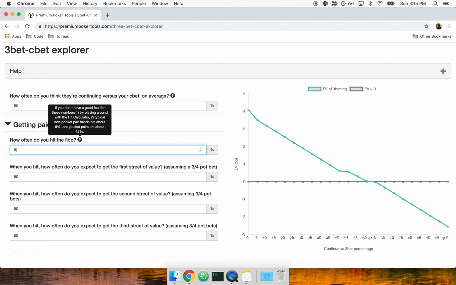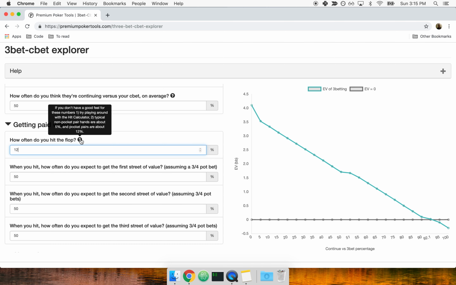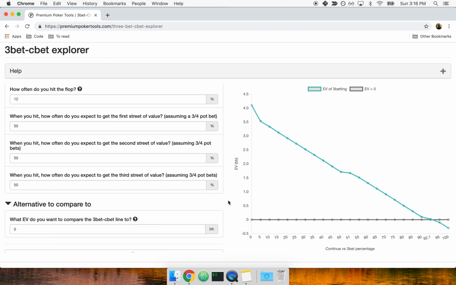So if we put 12 in for this, like if we're going to 3-bet with pocket threes, you can see that that drastically changed the graph. And I remember when I first started to study with this, my first thought was, oh my god, this is amazing. I'm going to start 3-betting pocket threes all the time. And I'm not saying that that's a bad idea, but here's what you have to think about.